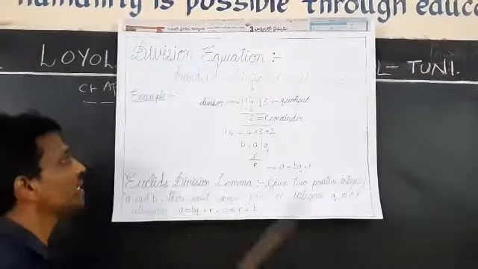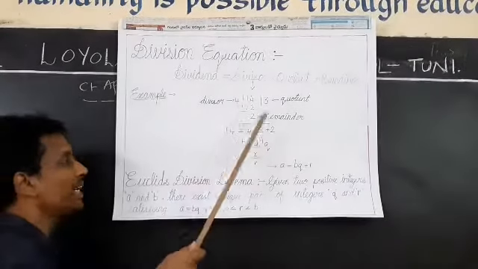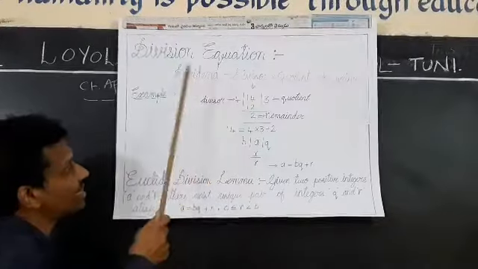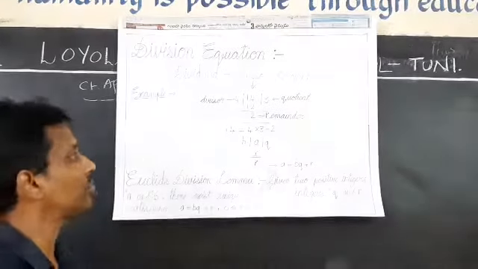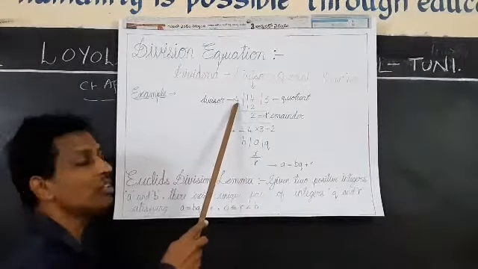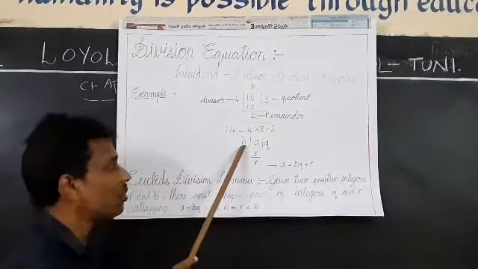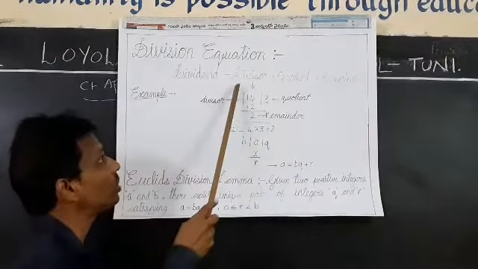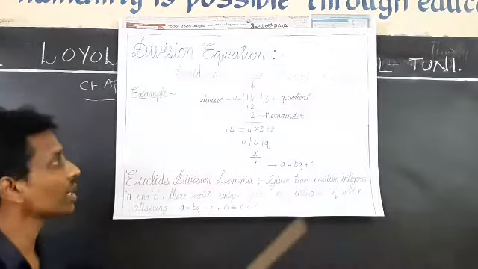For example, instead of 14, I took a dividend a. How did we take 14 as the dividend? In the same manner, I took a as the dividend. How do we divide? I want to divide with b. Here b is known as the divisor.